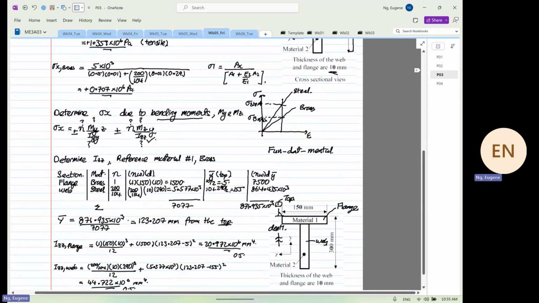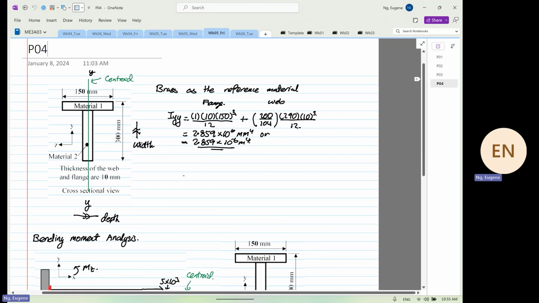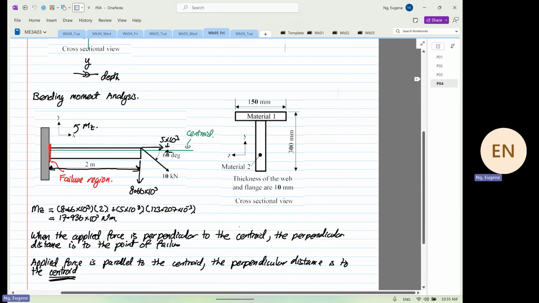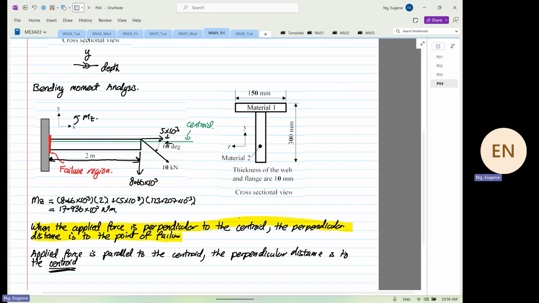Did we do our IZZ? We only did our IZZ. Did we do our IYY? I think we did. We also have identified our IYY. The reference material we took over here is material 1, which is the brass. Then we did bending moment analysis. And this is really important over here. When the applied force is perpendicular to the centroid, the distance is to the point of failure. When the applied force is applied parallel to the centroid, the perpendicular distance is at the centroid.